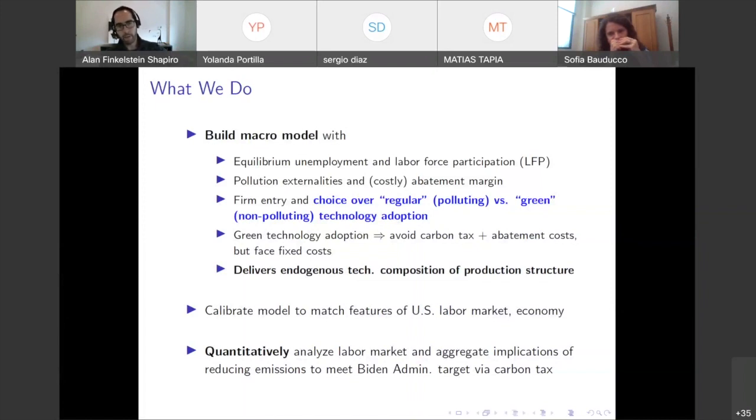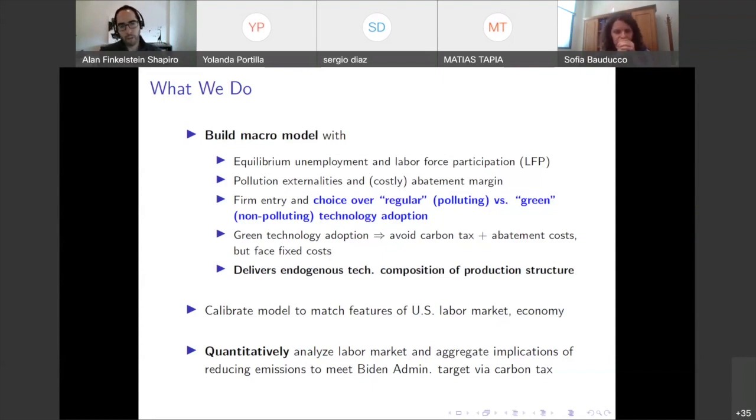In these types of models, if you're not familiar with them, oftentimes what we end up assuming is that you have these emissions, you have a carbon tax, and then firms can basically abate some of the emissions that they generate, which is costly, right? So it's sort of investing in mechanisms that allow you to basically reduce the contribution of your output to emissions.